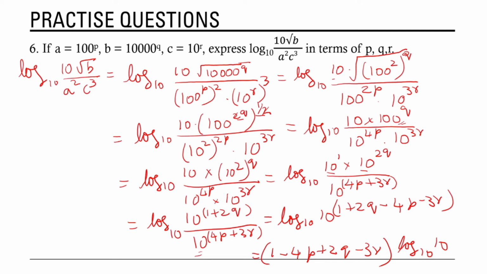We have another result, log a to the base a is equal to 1. So, from that we can say log 10 to the base 10 is equal to 1. So, the answer for the given question is 1 minus 4p plus 2q minus 3r. So, the answer is that log of 10 root b divided by a square c cube to the base 10 is equal to 1 minus 4p plus 2q minus 3r.